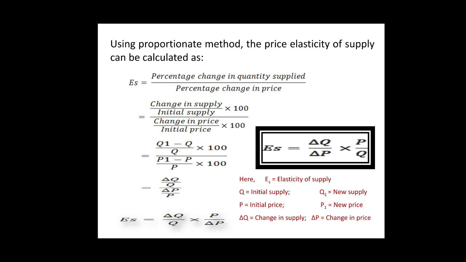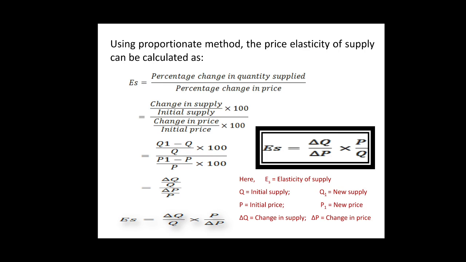We can also write it as del Q divided by Q into P divided by del P, or elasticity of supply is equal to del Q divided by del P into P divided by Q. Del Q, that is change in quantity supplied, divided by del P, that is change in price, into P, that is initial price, divided by Q, that is initial quantity supplied. So the final formula for calculating elasticity of supply using the proportionate or percentage method is del Q divided by del P into P divided by Q.